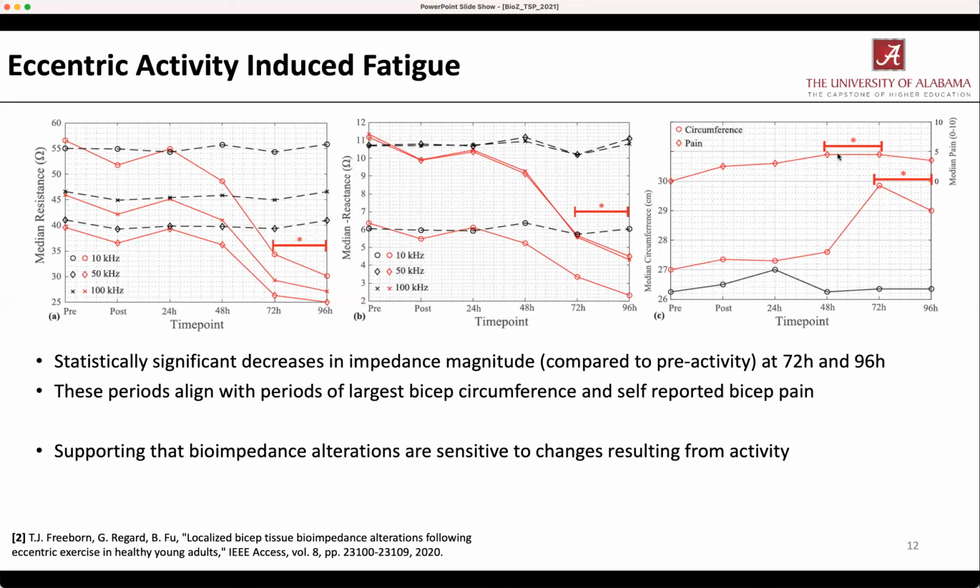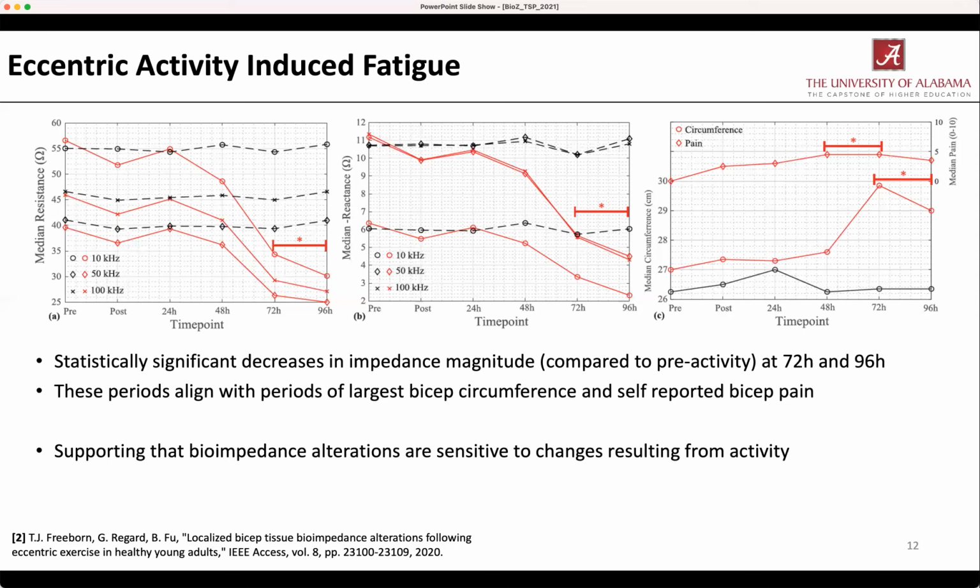Also overlapping some of that period is the largest change in report of pain in the bicep, right? So we see that swelling kind of induced delayed onset muscle soreness. There's soreness in that region. There's stiffness. There's swelling. So it supports that first, our eccentric protocol did induce changes in that localized bicep tissue. And then there's a recovery process as it heals from that eccentric exercise-induced damage.